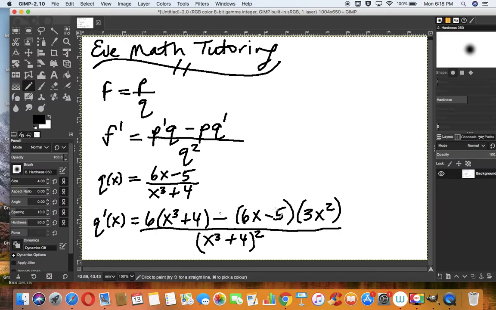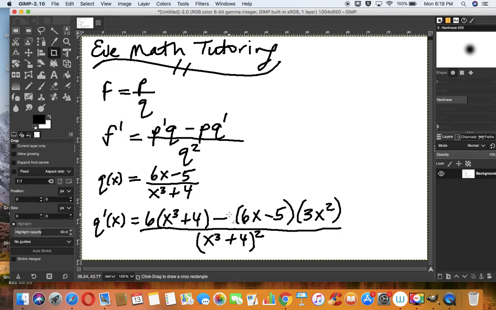And then you can simplify it if you want. I usually just leave the answer in this form, but you can go ahead and expand this into here and here, and then cancel things out. So let's try another example.